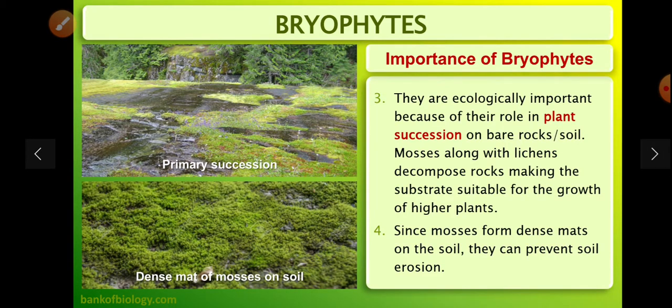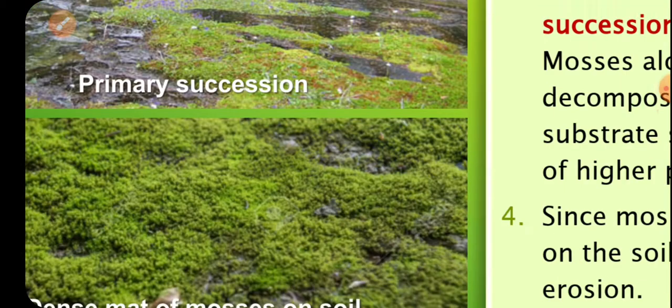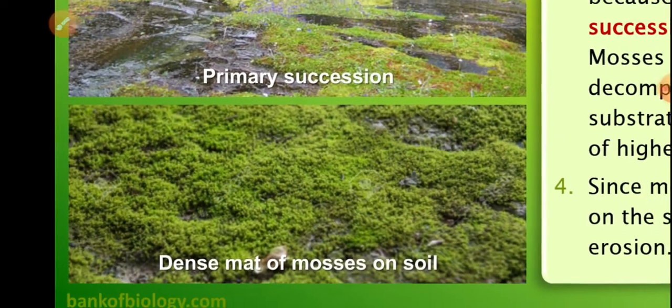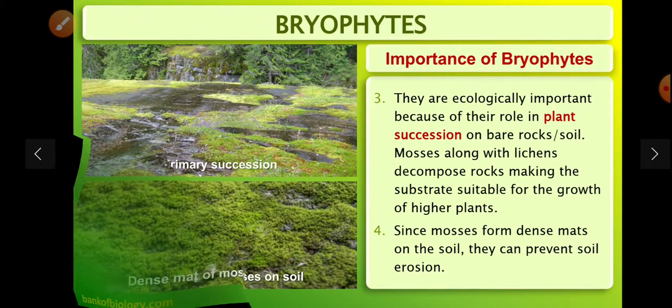They are ecologically important because of their role in plant succession on bare rock or soil. Mosses along with lichens decompose rock, making the substrate suitable for growth of higher plants. Since mosses form dense mats on the soil, they prevent soil erosion. You can see primary succession, and this is a dense mat. This helps to prevent soil erosion.